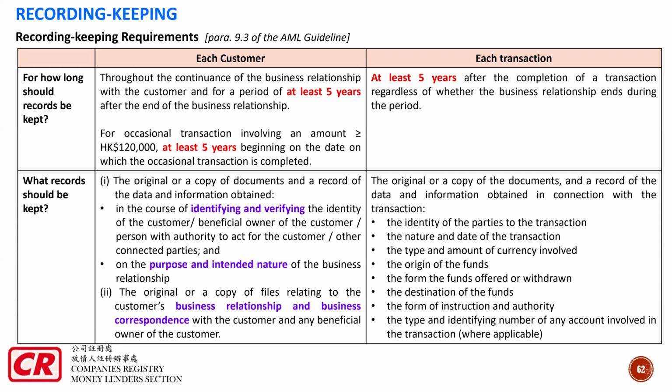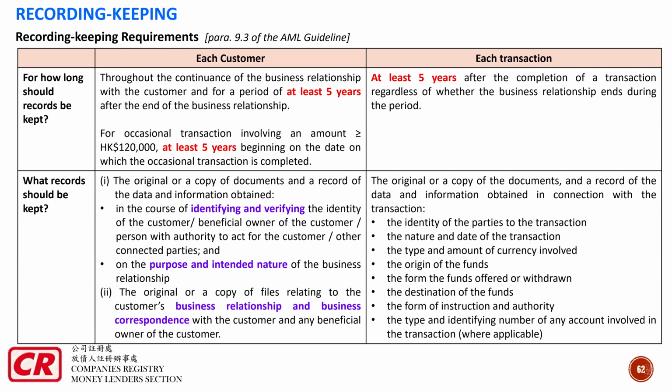Any files relating to the customer's business relationship and business correspondence with the customer or any beneficial owner of the customers should be kept as well. For its transactions, we should keep the records for at least 5 years after completion of such transactions, regardless of whether the business relationship ends during that period.